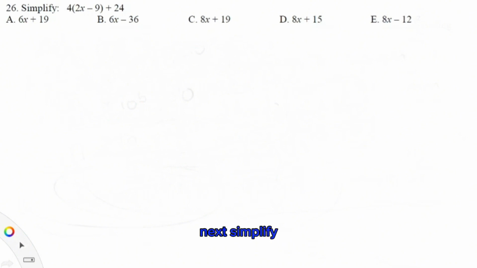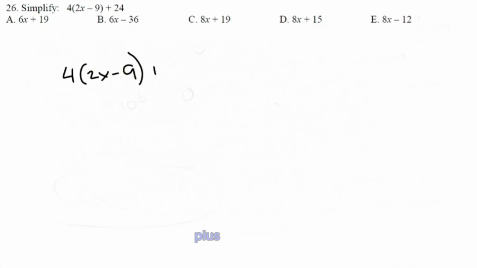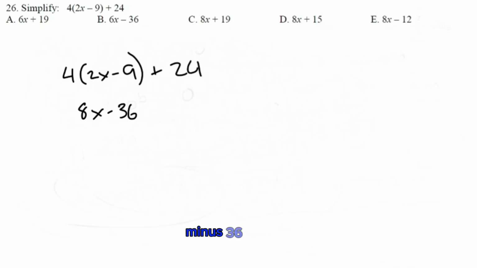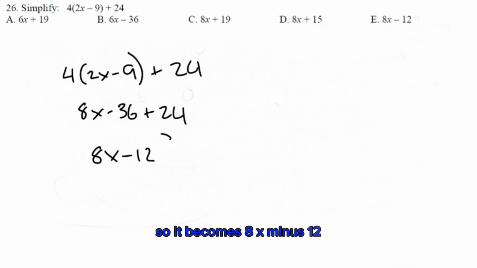Next, simplify 4 times 2x minus 9 plus 24. Alright, so obviously we can't do 2x minus 9. However, we can use the distributive property to do 4 times 2x and 4 times negative 9. So that would become 8x minus 36 plus 24. Negative 36 plus 24 is just 24 minus 36, which is negative 12. So it becomes 8x minus 12, and that's your answer.